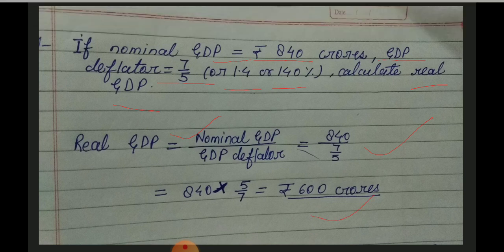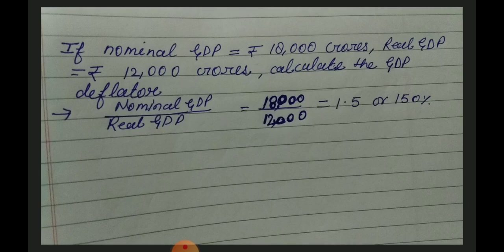Now the next question: if nominal GDP is rupees 18,000 crore and real GDP is 12,000 crore, calculate the GDP deflator. The equation for calculating GDP deflator is nominal GDP upon real GDP. When we put in the values, we get the answer 1.5, and in percentage, 150%.